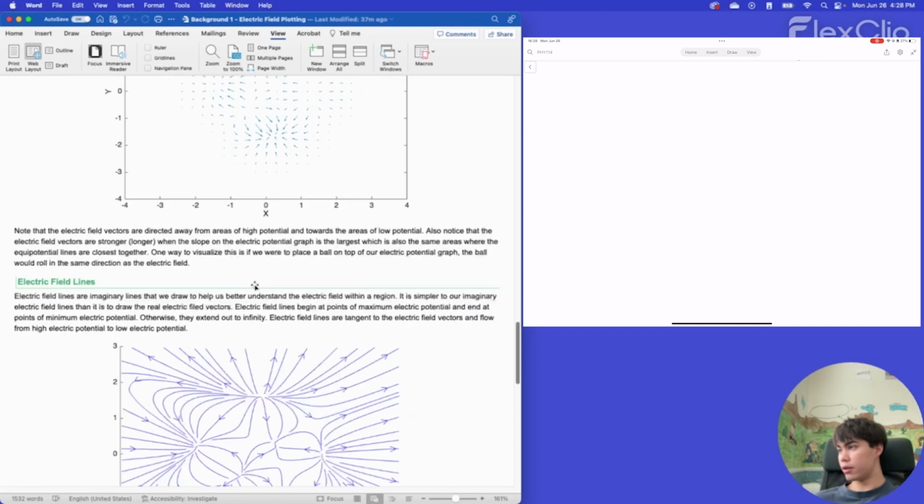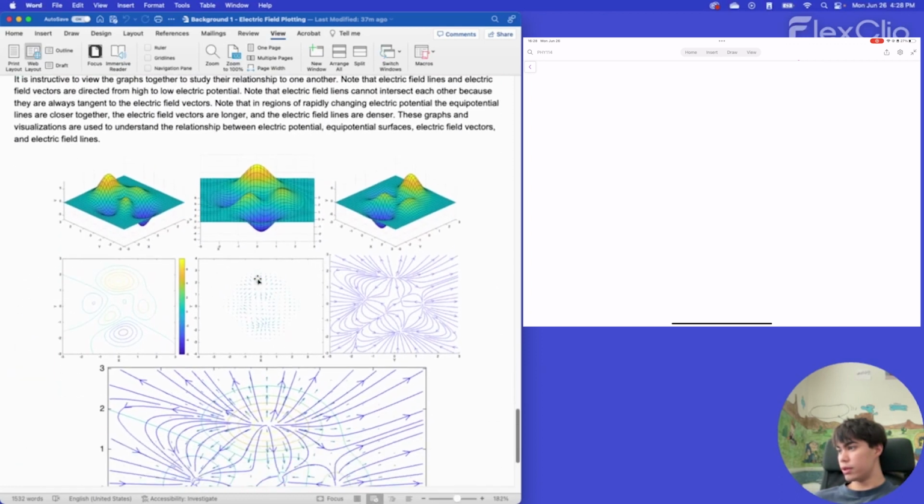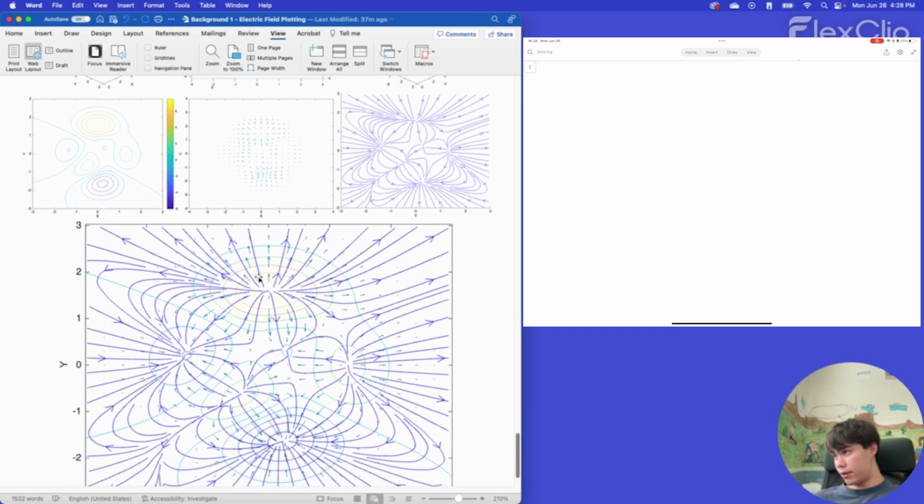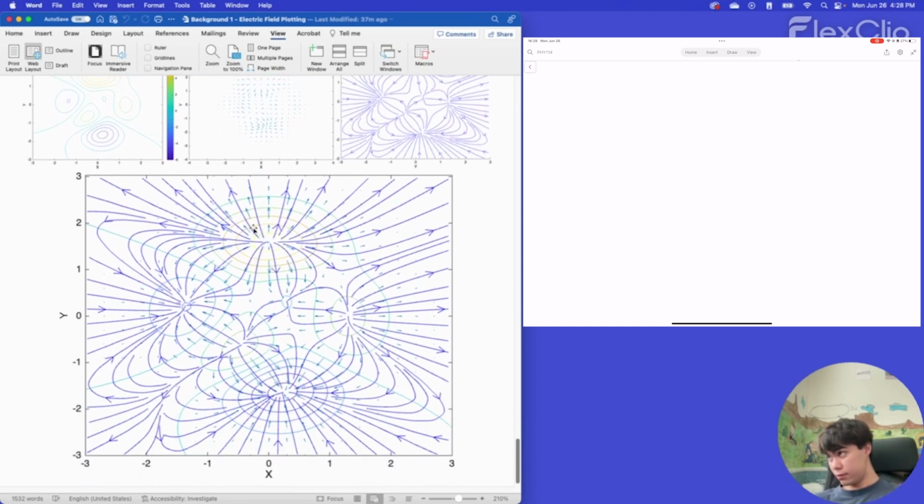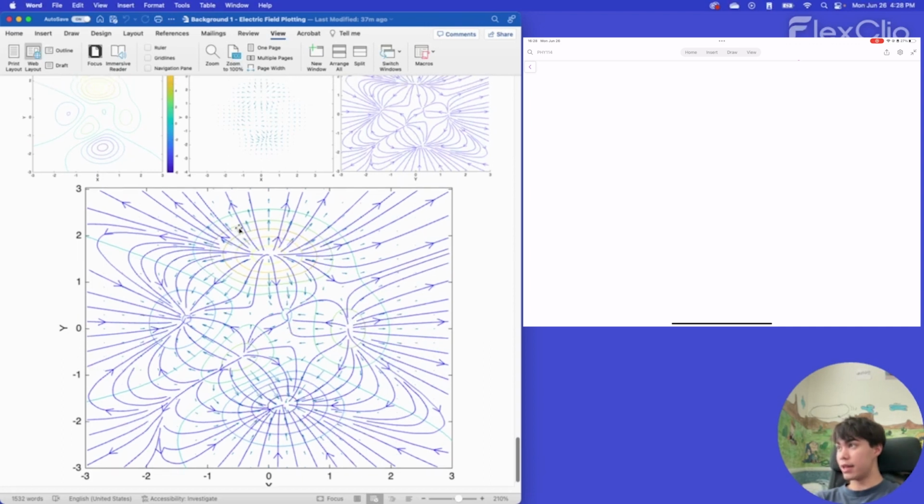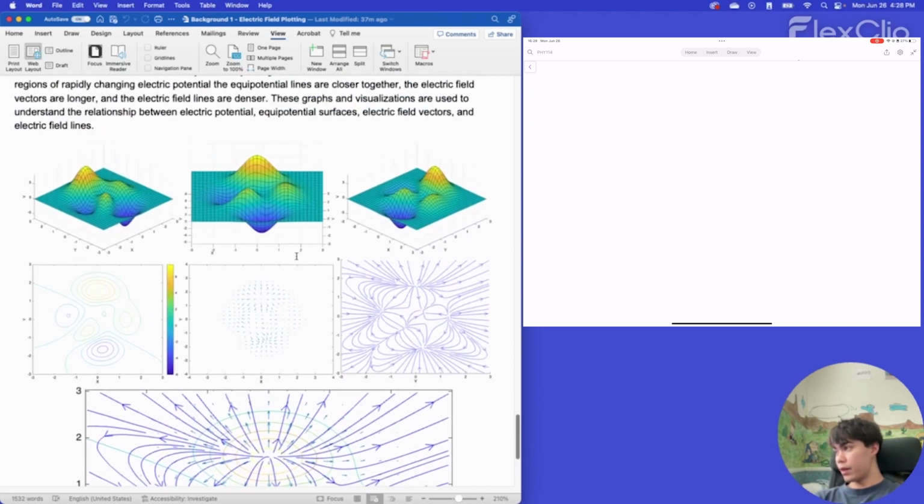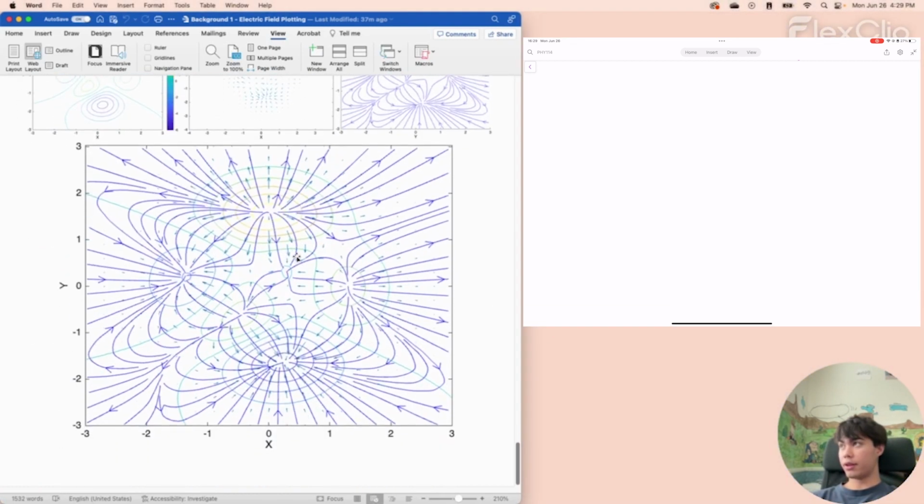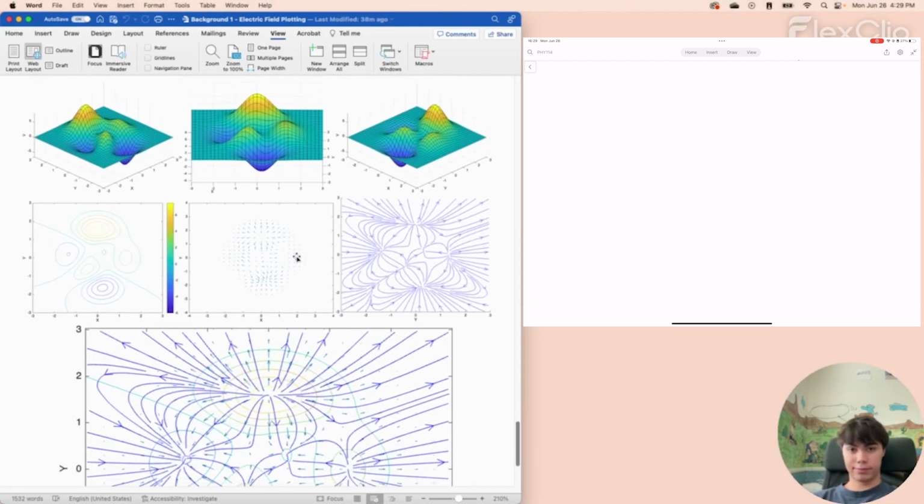So putting it all together, you can see this down here is all of them together. Where the equipotential lines are close together, the electric field vectors get longer, and the electric field lines get closer together. Yeah. So this is what our lab today is all about.